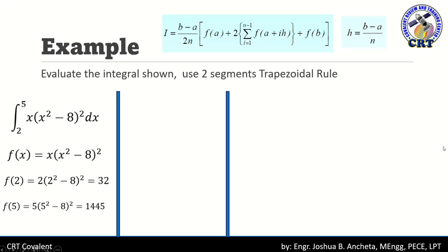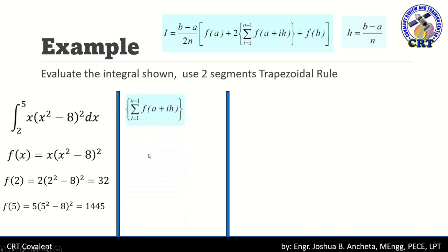Let us have the same example, but this time evaluate the integral using two segments trapezoidal rule. So we have this integral of x times the quantity (x squared minus 8) raised to 2 dx, limits from 2 to 5. Identifying f(x), this is x times the quantity (x squared minus 8) raised to 2. We already have f(2) from the previous solution. So f(2) is 32 and f(5) is 1,445.